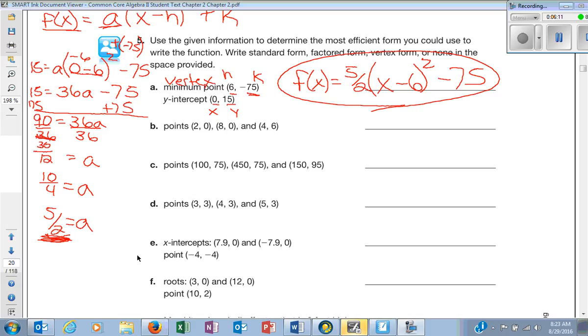You will have 2 questions just like these. What do you think the first one's going to be? Vertex form, right? What do you think the second one on your quiz is going to be? One of each. Does that make sense?